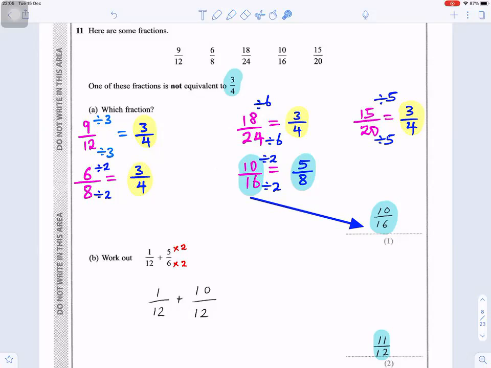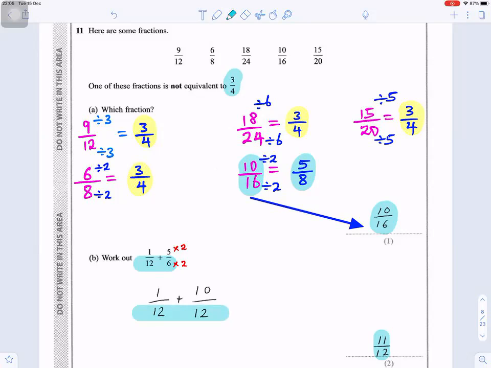11 part B, work out 1 over 2 plus 5 over 6. Because the denominators are different, you want to make the denominator the same. So it's 2 and 6. So you look for a number. How do you get to change 6 to 12? You multiply by 2 for the denominator and multiply by 2 in the numerator. So you end up with 1 over 12. And 5 times 2 is 10, and 6 times 2 is 12. Now the denominators are equal.